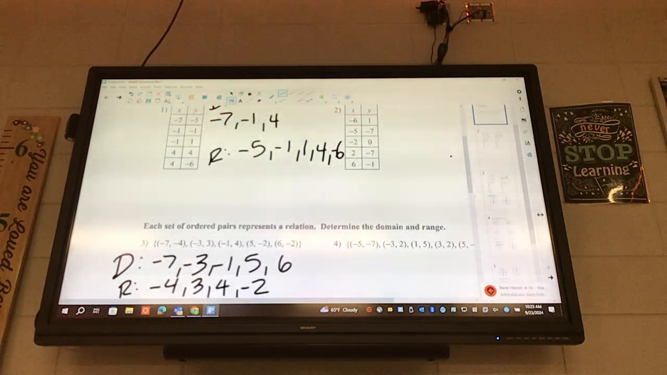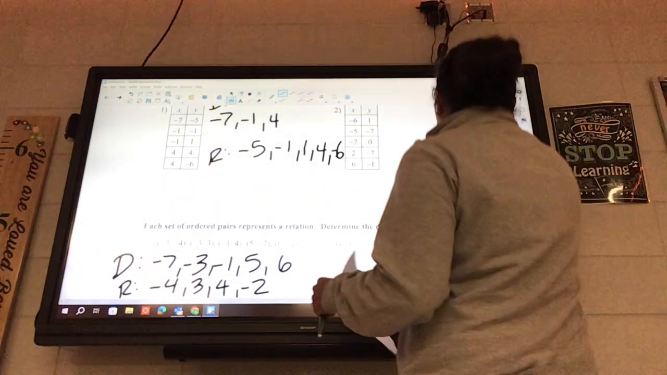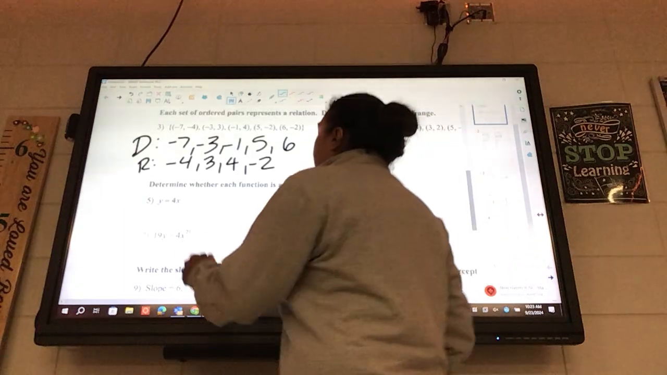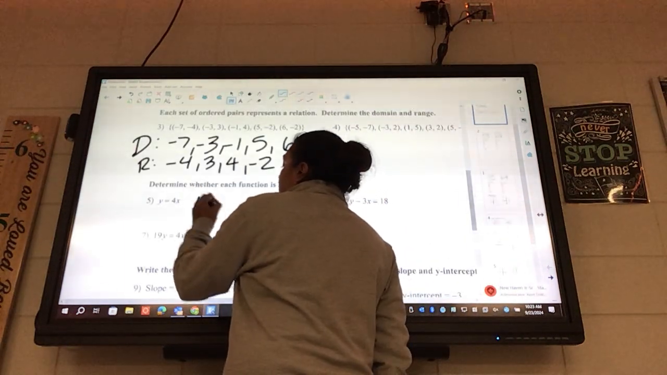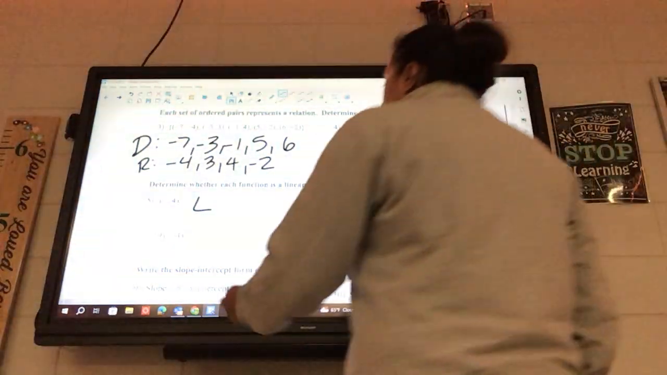Number 5, is that linear or non-linear? Linear. Yeah, number 5 is linear, okay? It would have a higher than a 2, so this is linear. What about 7? Non-linear.